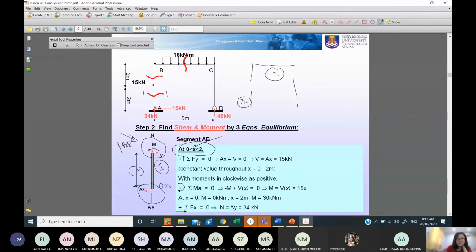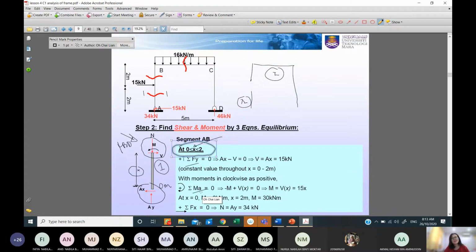This range depends very much on where you start your X. For example, here before the 15 kilonewton, these sections will start from 0 to 2 meter. Then we start forming the shear and bending moment equations by using summation Fy and summation MA.